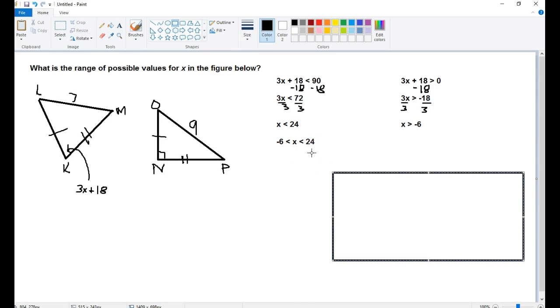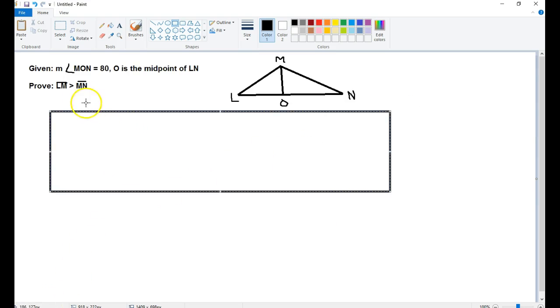Okay, so now that we've gone through a problem with the ranges, let's go through the second problem where we're given a given and a proof for these inequalities. In this proof, we are given that MON is 80 degrees, and O is the midpoint of LN. And we're asked to show that LM is bigger than MN.